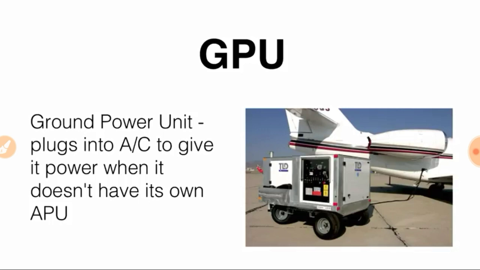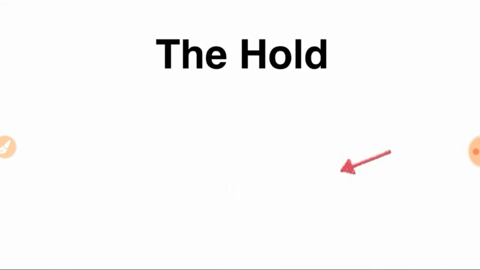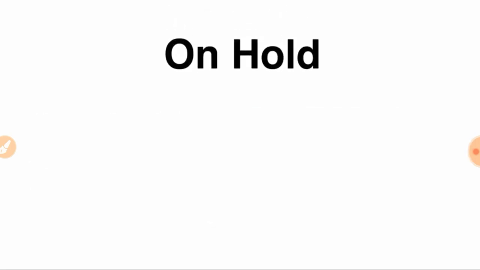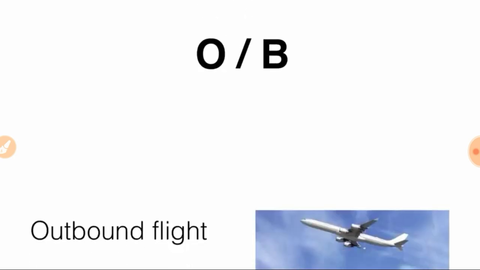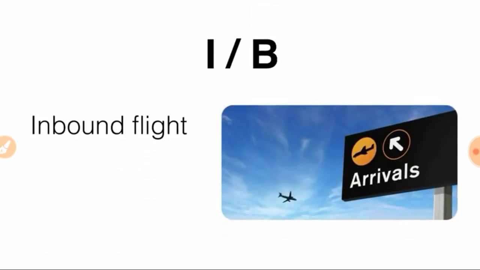GPU. Ground Power Unit. Plugs into aircraft to give it power when it doesn't have its own auxiliary power unit. The hold. The belly of the aircraft. On hold. An aircraft waiting for permission to land can be put on hold. OB. Outbound flight. IB. Inbound flight.